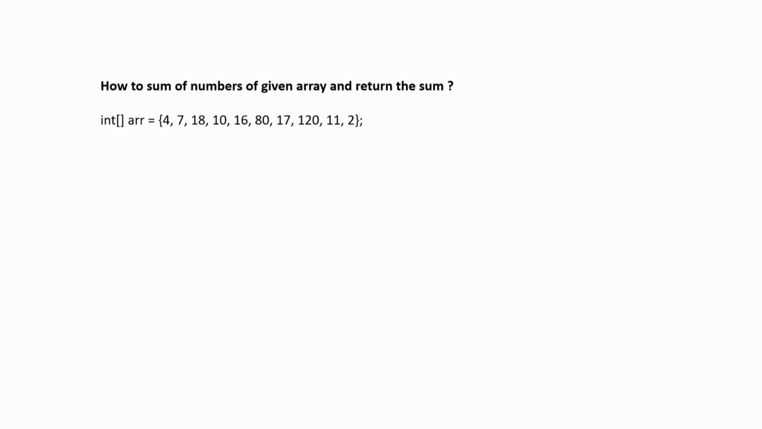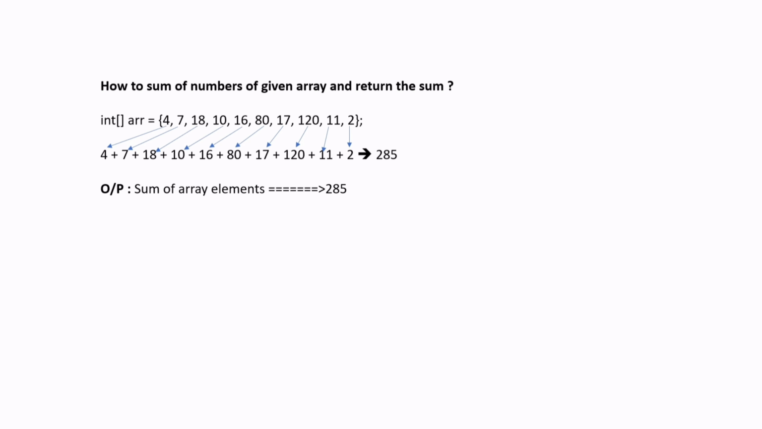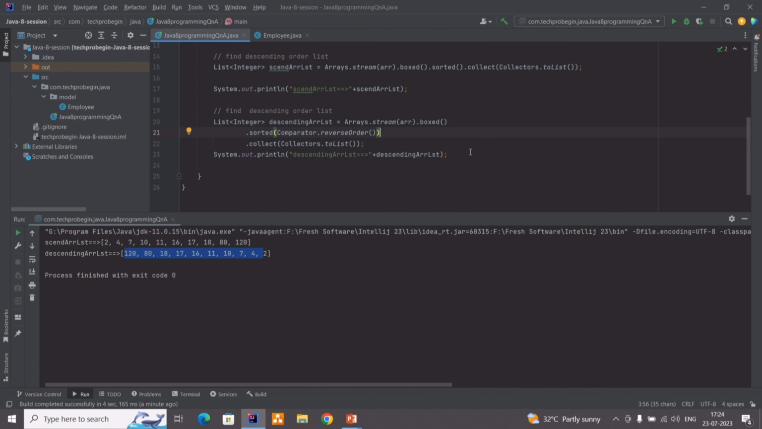How to sum up numbers? How to sum the numbers of a given array and return the sum? So we need to iterate over all the elements, sum up all the elements and return the result like this. Here we need to sum up all the elements, and 285 we need to return as the result. Jump to IntelliJ IDE. Again, let me add a comment: sum of numbers of the given array and return the result.